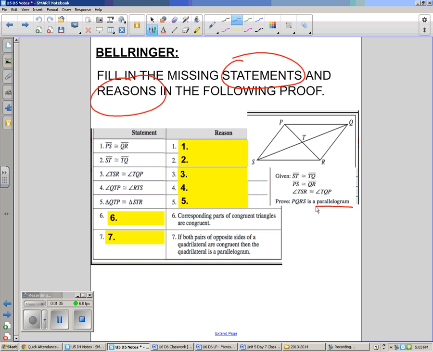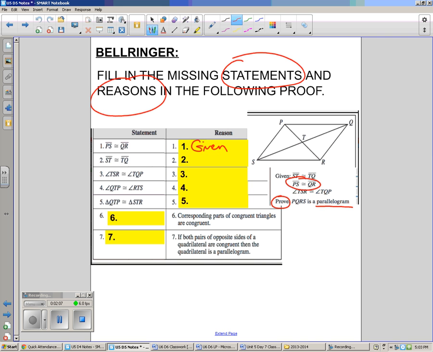So let's see how we'll start this. Let's start with the first statement. Segment PS is congruent to segment QR. Wait a minute, that sounds familiar. It's right here. It was given to us, so that's always the best and easiest reason. How do you know this information? Well, it was given to me in the problem. So with every proof, you're going to start with the information that's given to you. And what you're going to end with is this piece right here, what you're trying to prove.